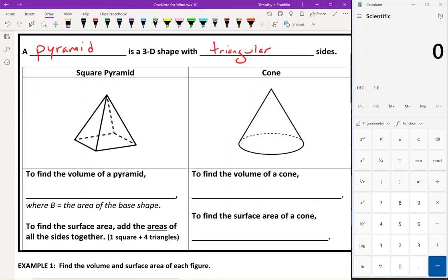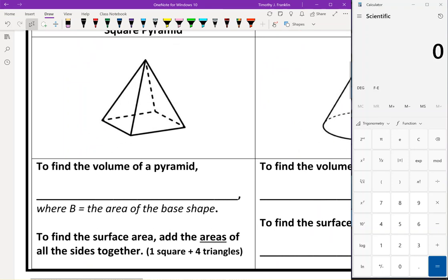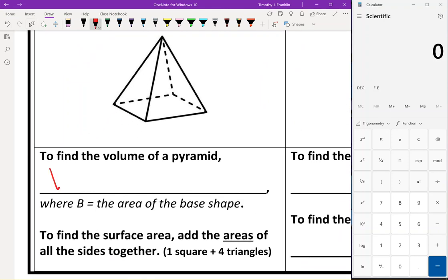So the volume of a pyramid, if you think back to the volume of a prism, it was area of the base times the height. And pyramids are similar, except the volume is 1/3 of that. So it's 1/3 times the area of the base times the height. So that's a good formula to use. And again, B is the area of the base shape. So it would be the area of the base square times the height of the pyramid, the distance from the bottom to the top, and then the 1/3 is just divided by 3.